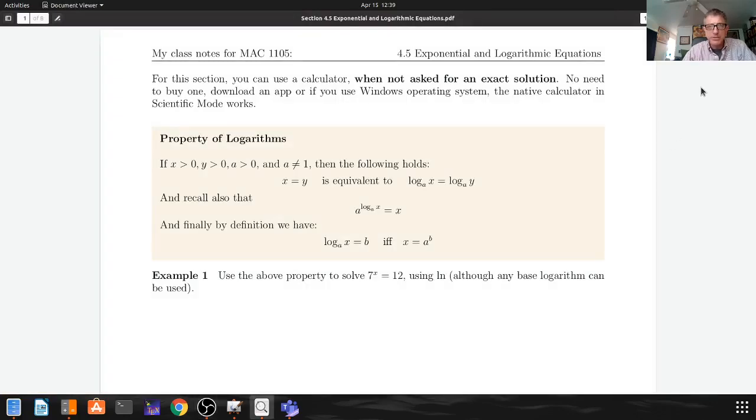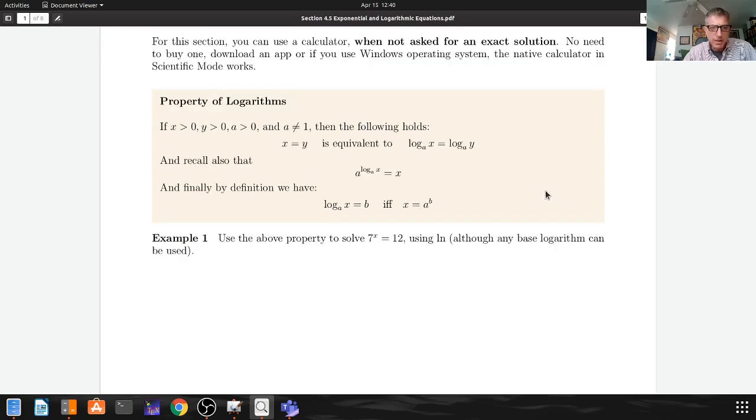Okay, let's start 4.5, exponential and logarithmic equations. So you might be happy about this. You can use a calculator in this section, also on the exam, when not asked for an exact solution. So we'll be actually doing problems. Exact solution doesn't give us much information usually. So we usually want an approximate solution, and that's the reason a calculator is used.